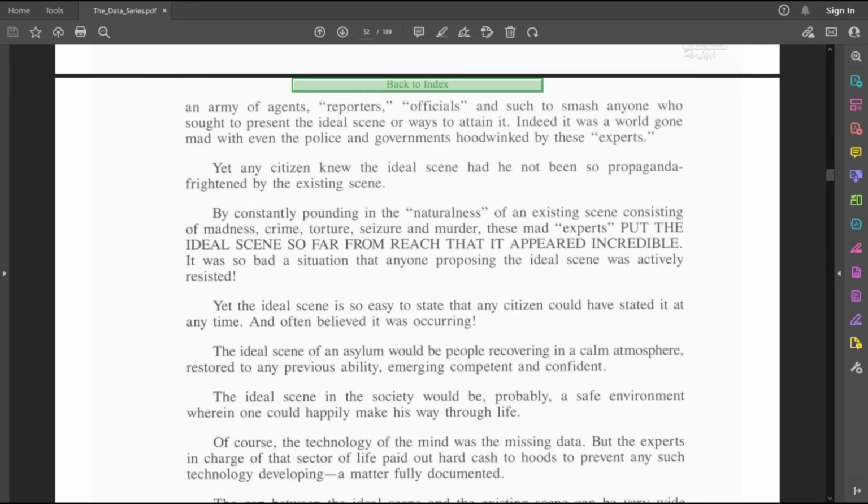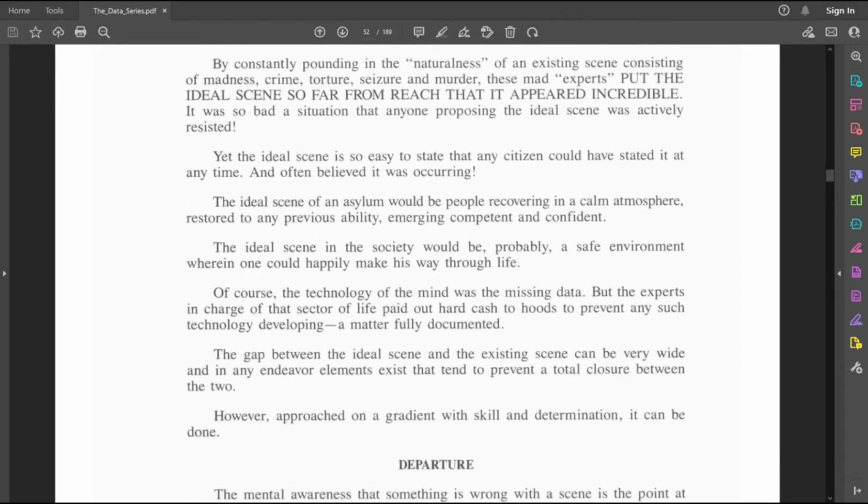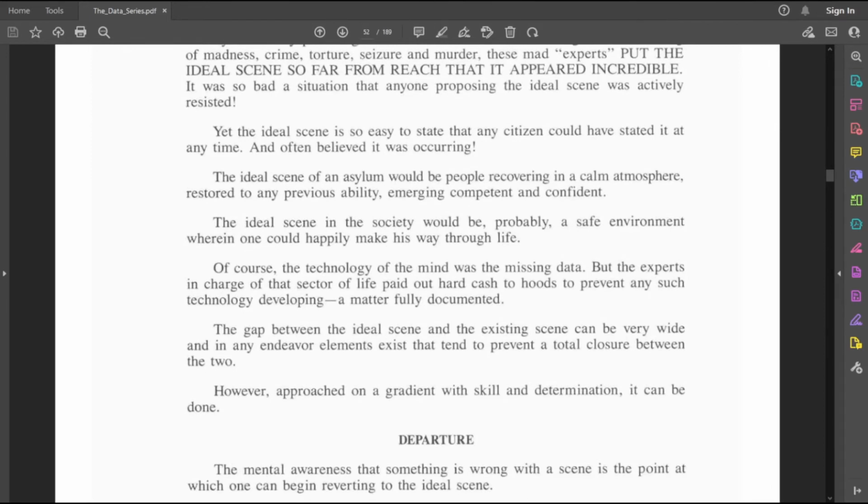Yet any citizen knew the ideal scene had he not been so propaganda frightened by the existing scene. By constantly pounding in the naturalness of an existing scene consisting of madness, crime, torture, seizure, and murder, these mad experts put the ideal scene so far from reach that it appeared incredible. It was so bad a situation that anyone proposing the ideal scene was actively resisted. Yet the ideal scene is so easy to state that any citizen could have stated it at any time, and often believed it was occurring.